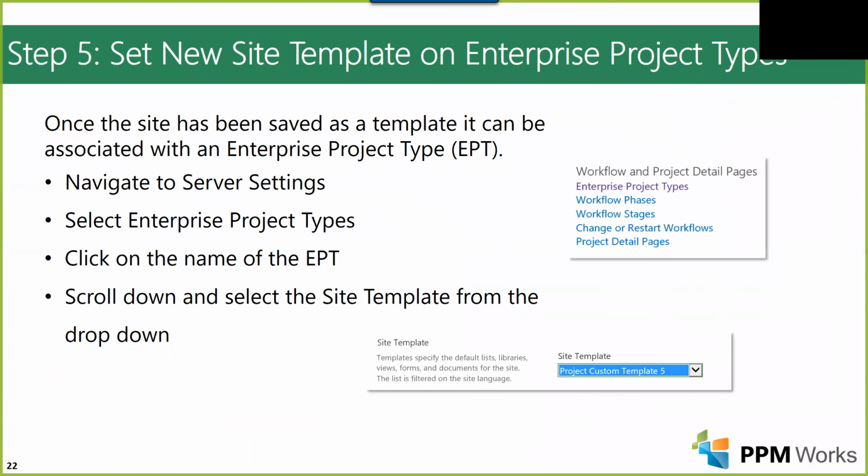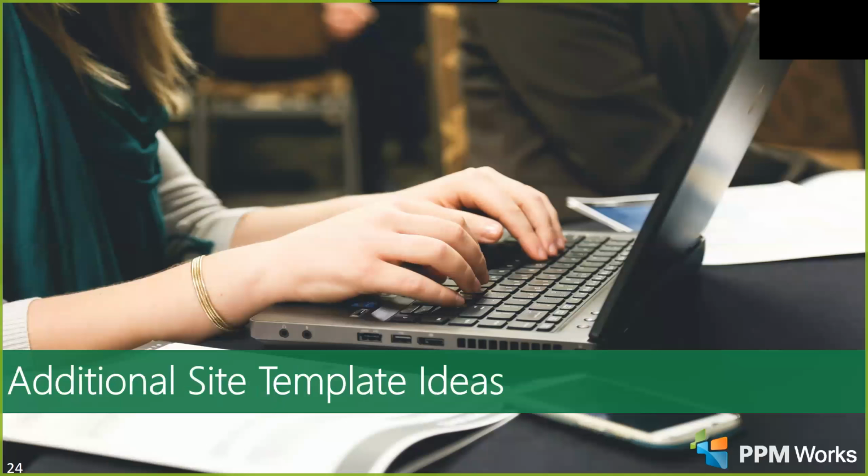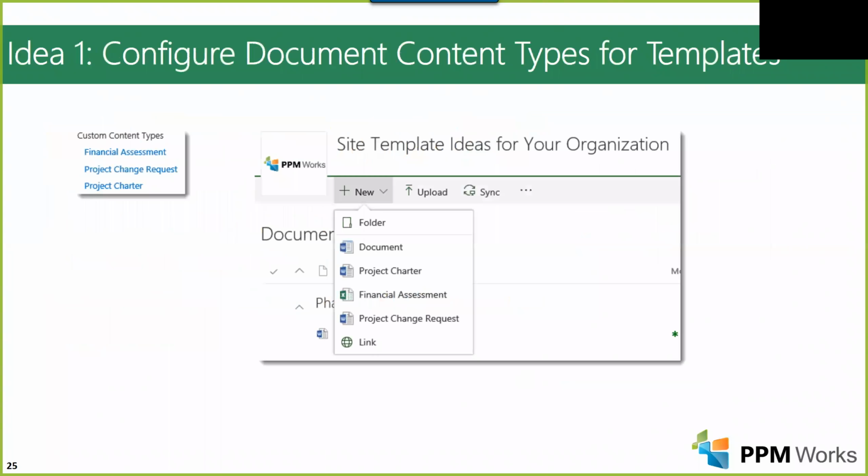We talked about that. Let me just get in here. Additional ideas. All right, so these are some different ideas that you may want to implement. We talked about how you could upload documents to a project site template, and you certainly can do that. But another thing that you could do is create custom content types. So you'll see financial assessment, a project change request, or a project charter.